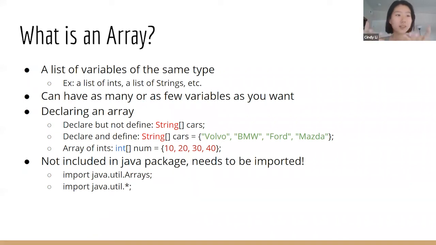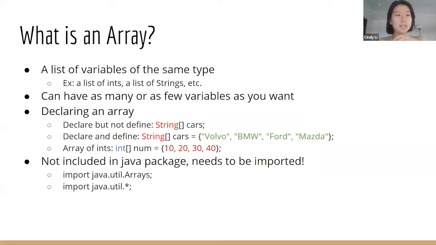Well, to put it very simply, an array is a list of variables of the same type. So for example, a list of ints, a list of strings, a list of characters, a list of basically anything, any data type that we've done so far, like characters, booleans, etc.